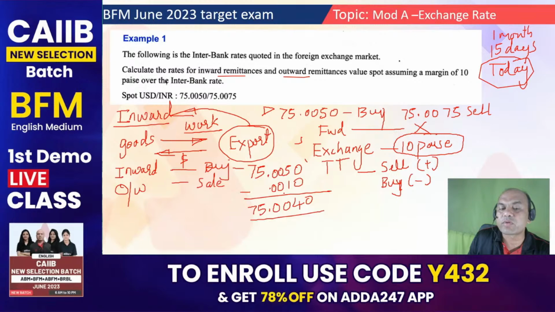Next one. The second one is the interbank rate: 75.0075, plus 0.0010. So it is 75.0085.